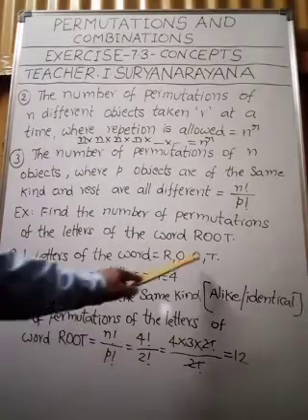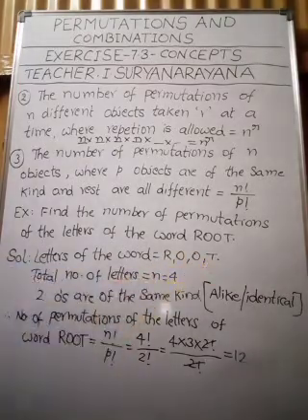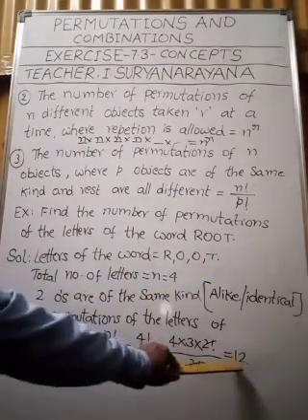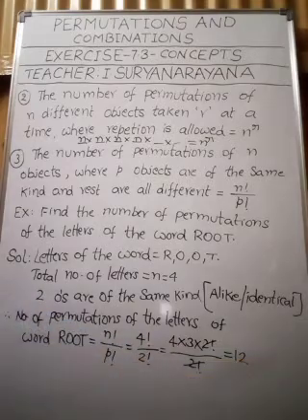If we arrange these letters among themselves, how many arrangements, how many permutations do we get? 12 permutations, 12 arrangements. Understood, my dear children? Right.